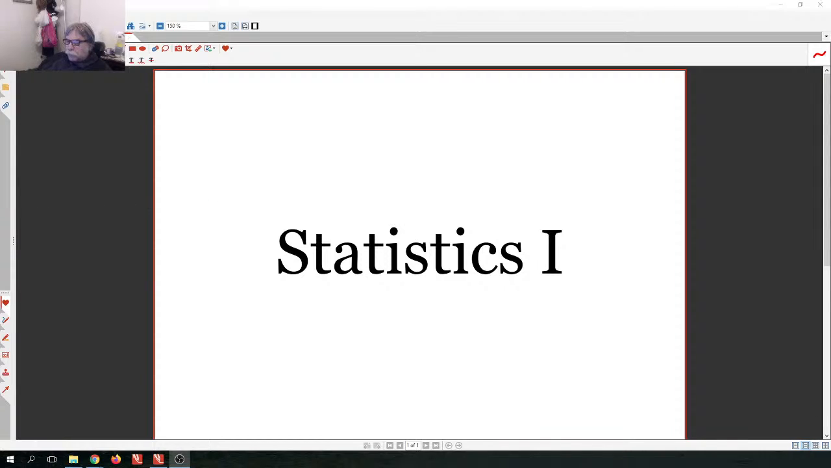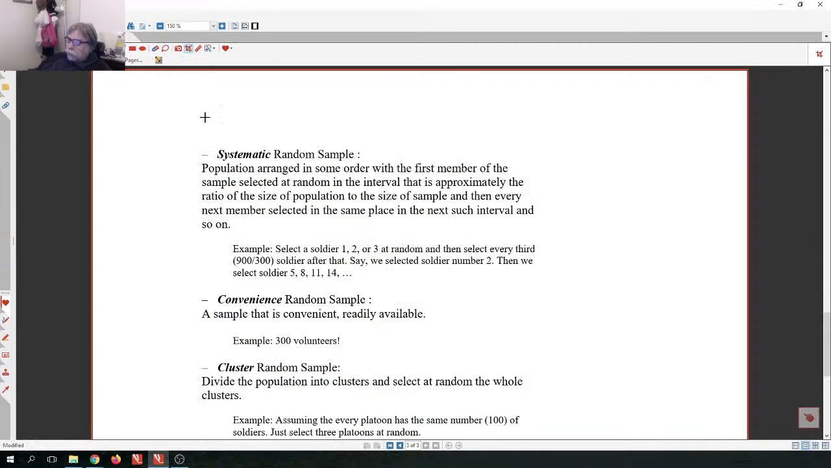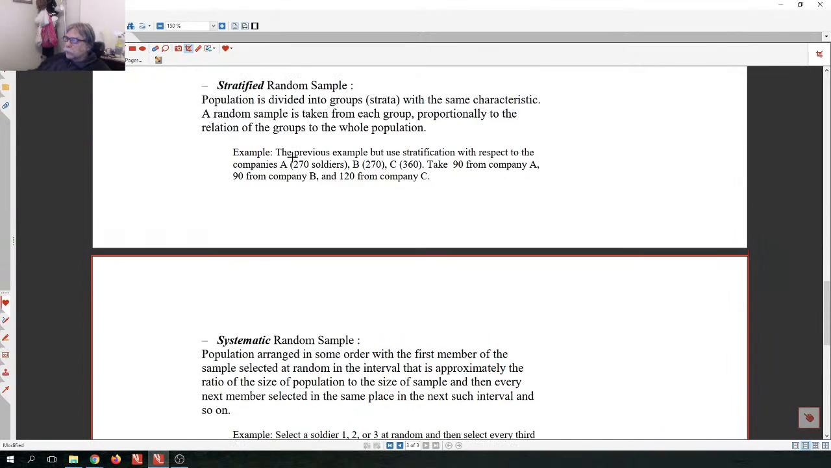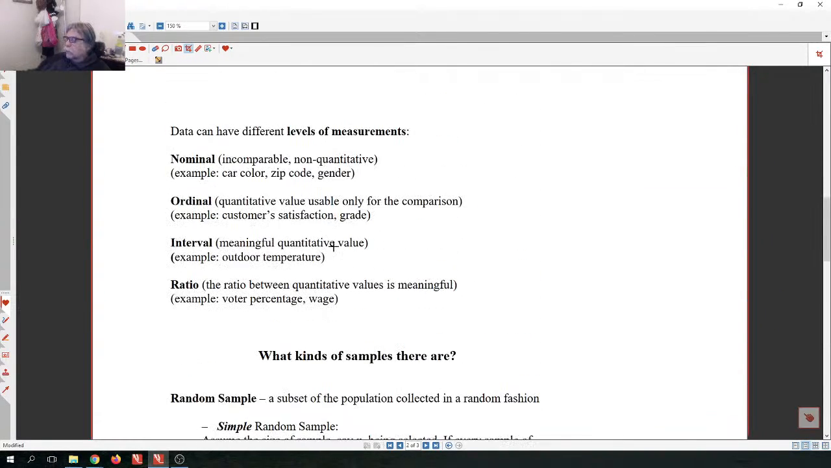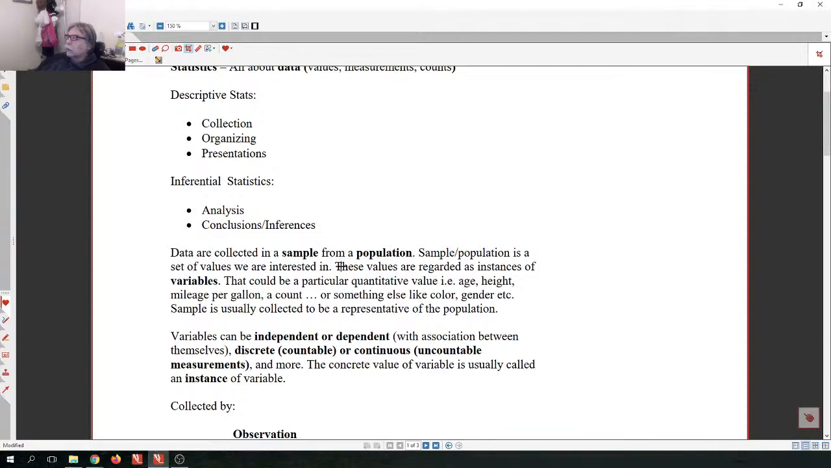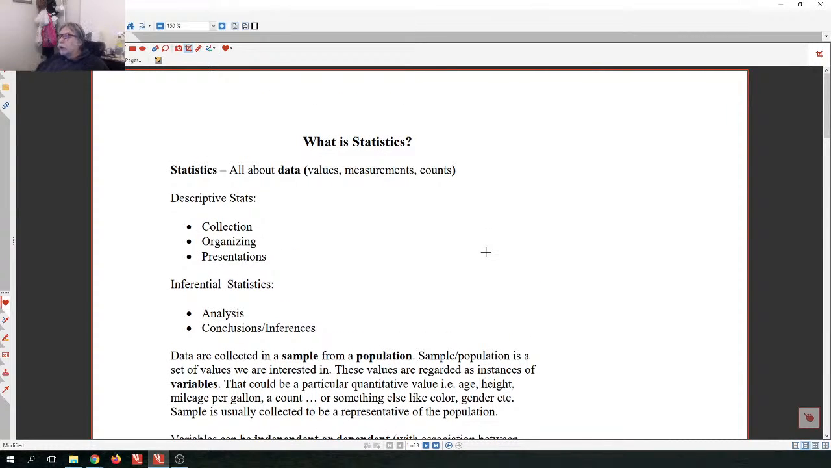Hi, today we're going to be talking about statistics, what statistics is, and what our objective in this course is to learn about statistics. First of all, statistics is a science. It is a science about data. That data could be numerical values, numerical measurements, or counts. It could also be something that doesn't have a numerical value.